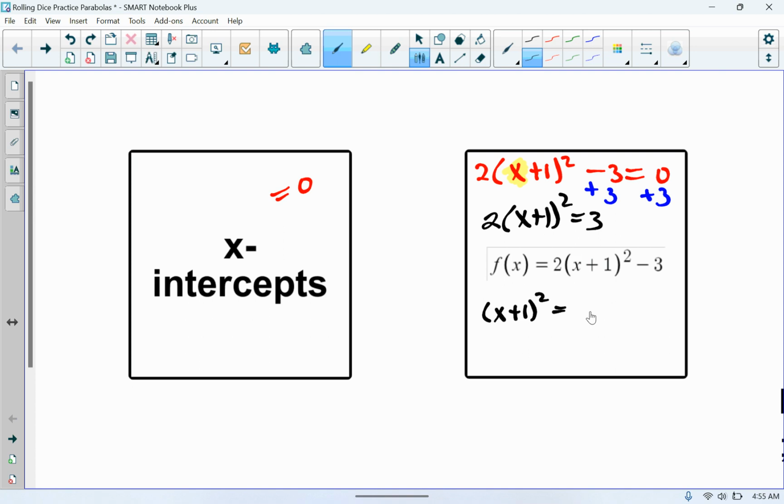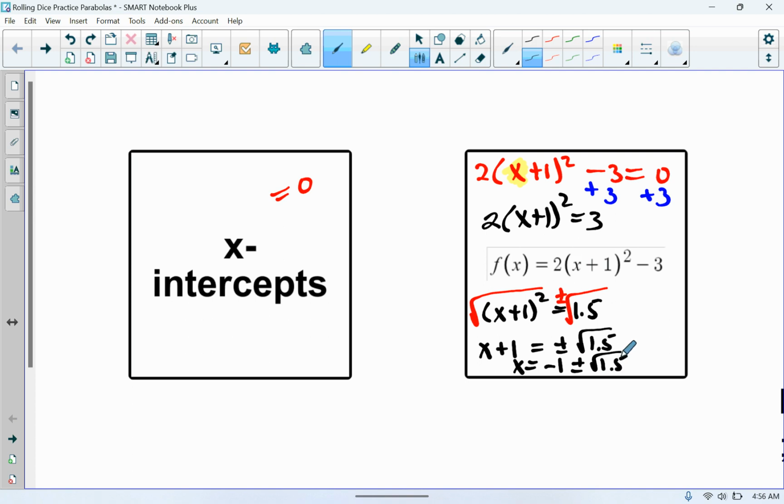Then I'm going to divide both sides by 2, and I'm just going to leave my answer as a decimal. So 3 divided by 2 is 1.5. I'm going to go ahead and take the square root of the left side and the right side. I'm going to totally remember that I need a plus and a minus. And then I am going to go ahead and finally take away 1 from both sides, and my final answer for the x value is going to be negative 1 plus or minus square root of 1.5.